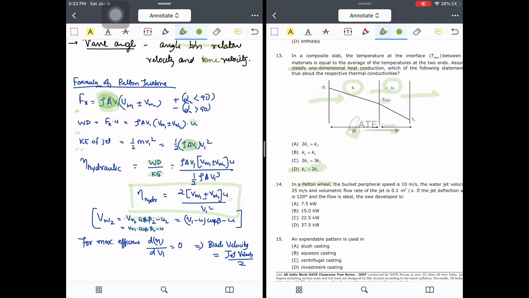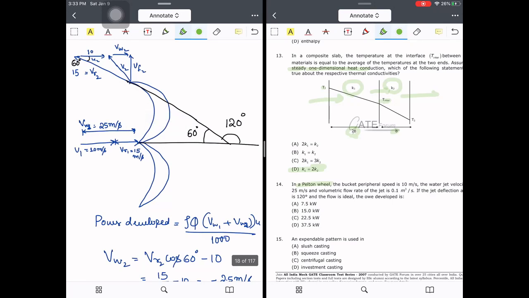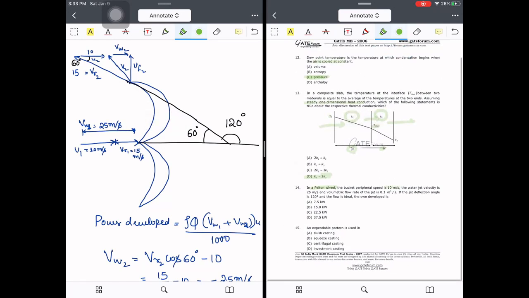So for the maximum efficiency, just differentiate this with respect to the velocity v1, because v1 is the only parameter which is variable here. So we'll find that we get the maximum efficiency when our blade velocity is half the jet velocity, because at every point of time the jet velocity will be way higher than the blade velocity. So in order to attain the highest efficiency, blade velocity should be half that of the jet velocity.